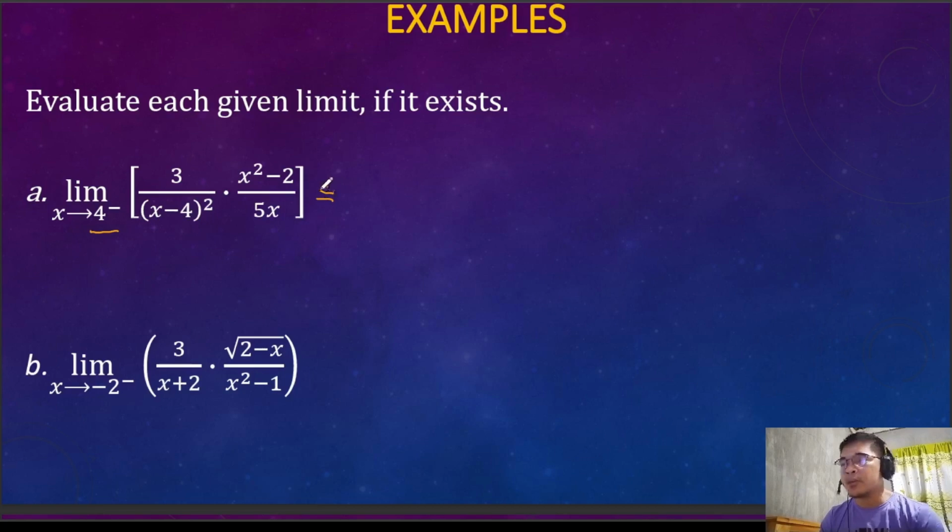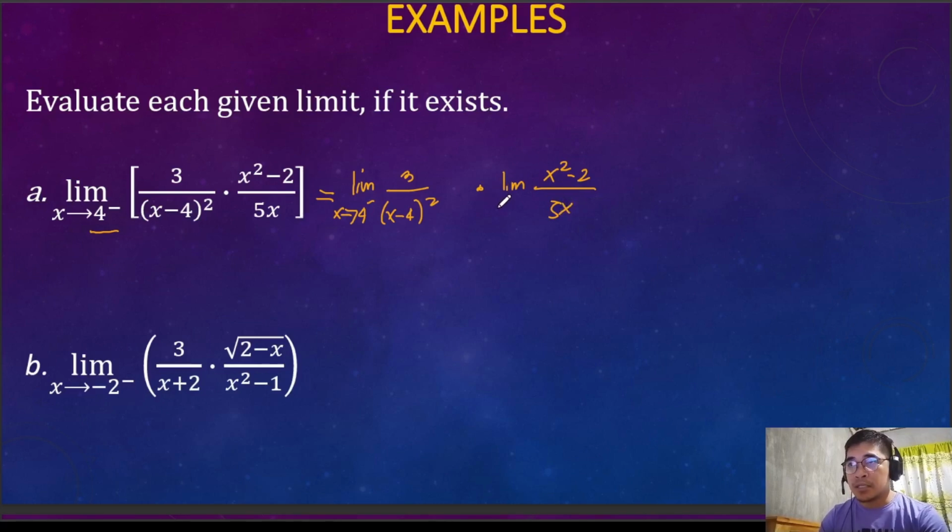So, based on the theorem, we need to find the limit of our f of x and the constant of our g of x. Then we will determine whether the limit is positive infinity or negative infinity based upon the given condition. So first, let us find the limit of this one: 3 over the square root of x minus 4 as x approaches 4 from the left side, times the limit of x squared minus 2 over 5x as x approaches 4 from the left side.